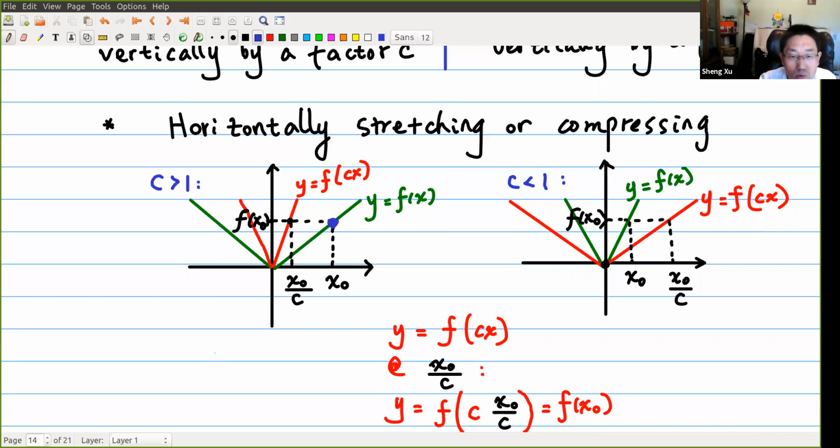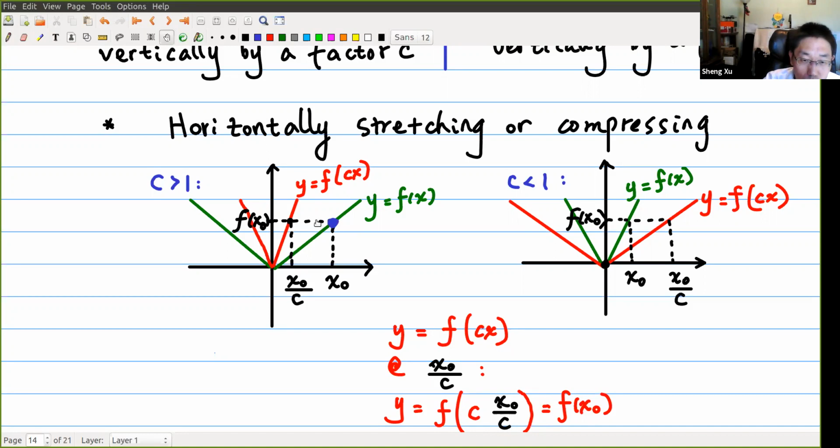So look at y equals f(cx). It turns out, if I evaluate this red function, y equals f(cx), at x naught over c, I replace this x by x naught over c. So it's f of c times x naught over c. Then the c cancels, so it's f(x naught). In other words, this red function gets the same f(x naught) at a different x value, which is x naught over c. So this point, (x naught, f(x naught)), becomes this point at x naught over c. Then you compress this point toward the y-axis.